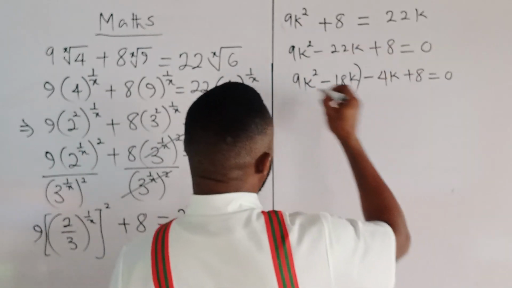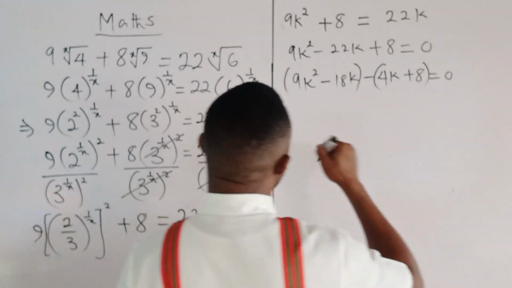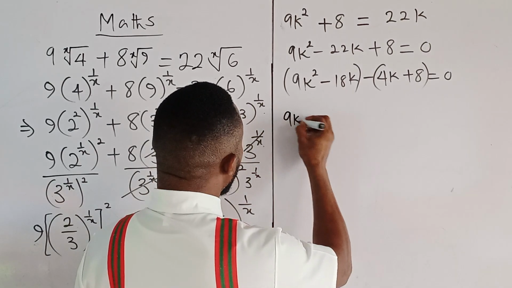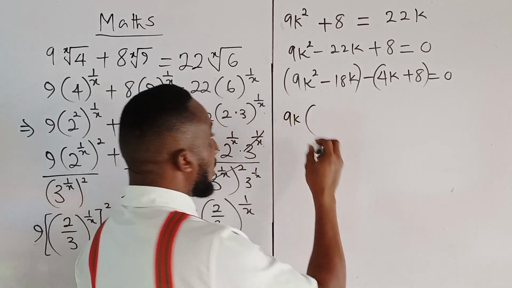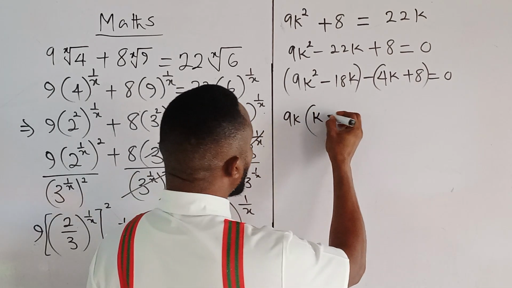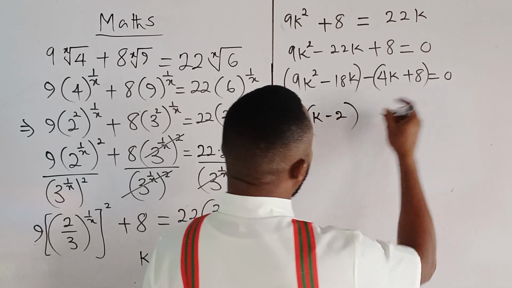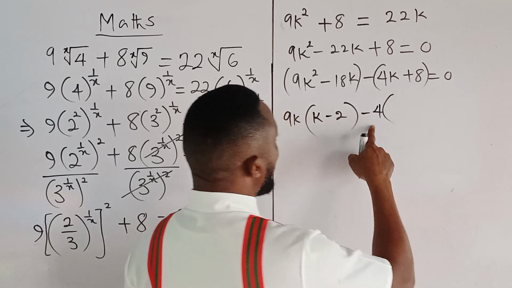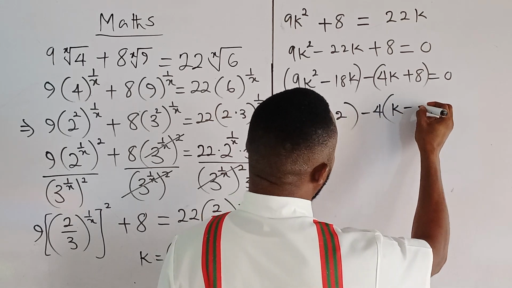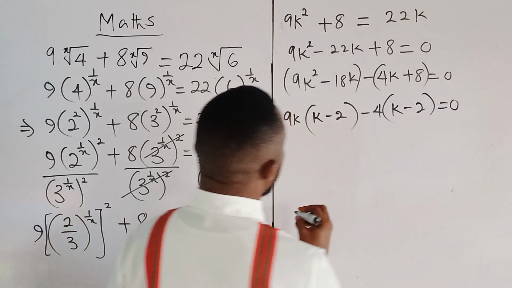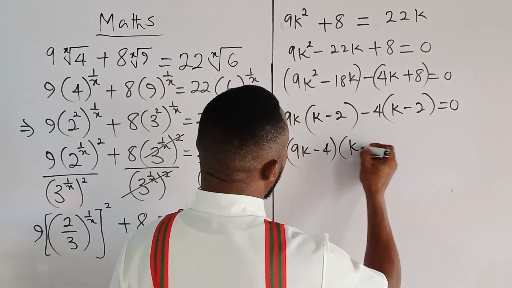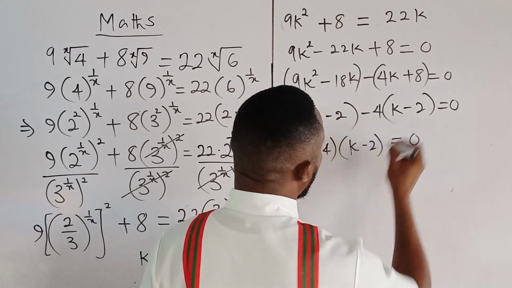So if I factorize by grouping, 9k squared and 18k, 9k is common. 9k divided into 9k squared will be k. 9k divided into 18k will be 2. Then here, 4 is common. 4 divided into 4k will be k. 4 divided into 8, we are going to have 2 there. So we now have 9k minus 4, k minus 2 equal to 0.